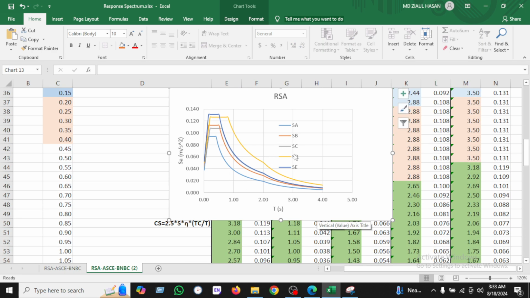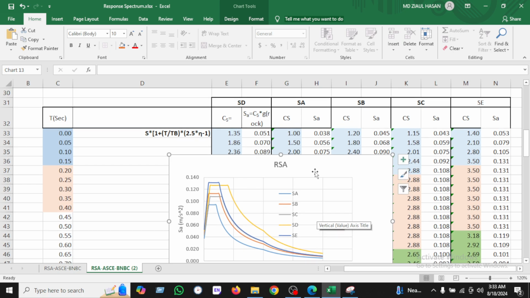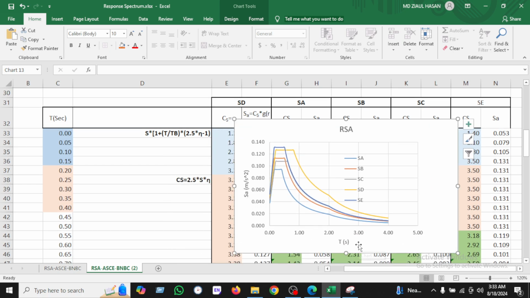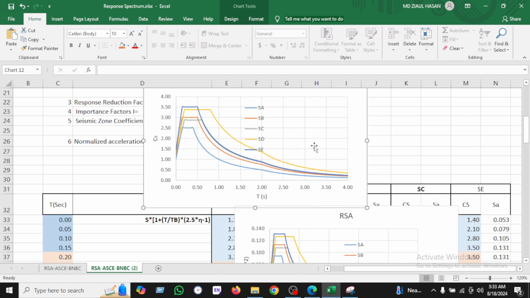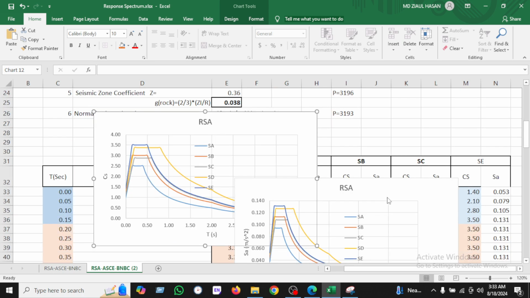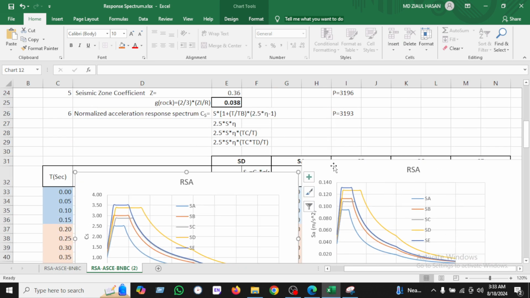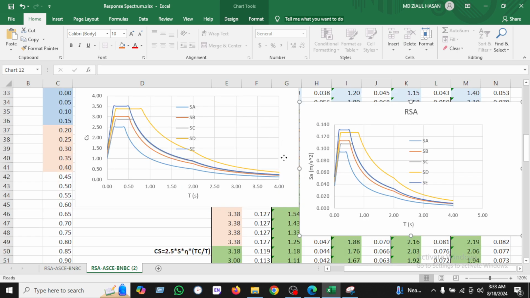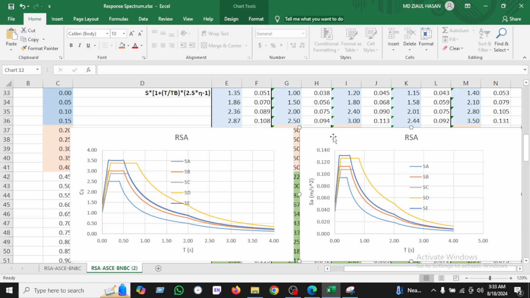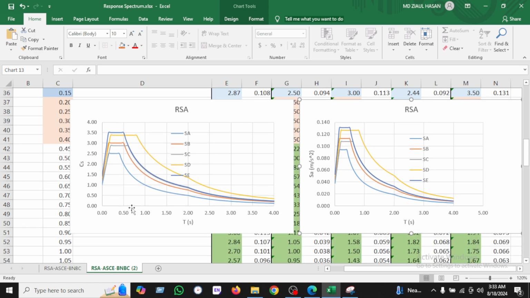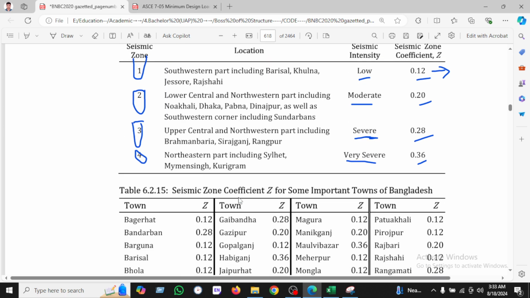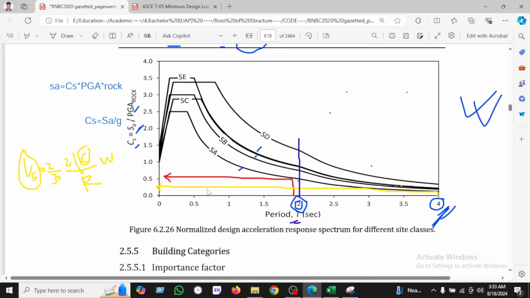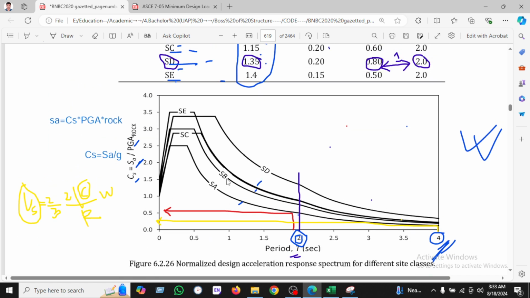All the graphs we have shown. Here is the spectral acceleration versus time period. At first I drew the CS versus time period. I am taking the response spectrum here. At first we have taken the CS versus time period, and we have shown it here. This is our response spectrum.